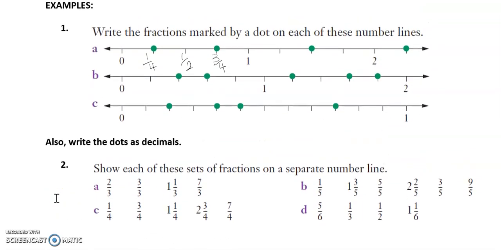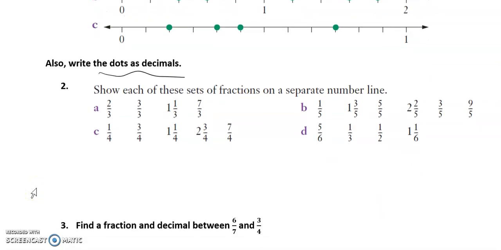And then you also have been asked here to write the dots as decimals. So in this one, you'd be writing that as 0.25, 0.5, 0.75. Okay? This would be 1 1/2 here, so that would be 3 on 2 and 1.5. So I'm going to get you to try the others.